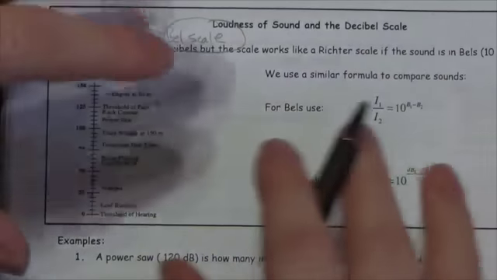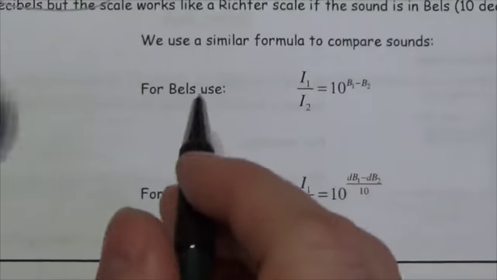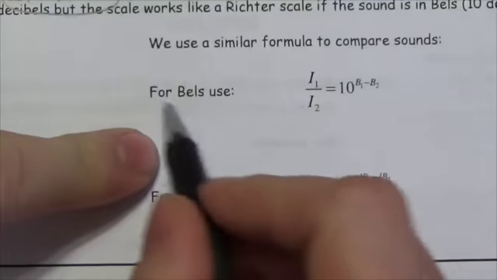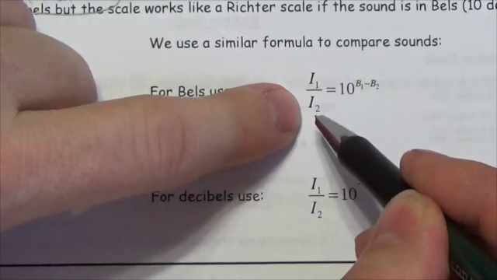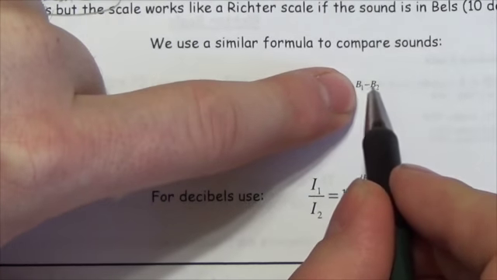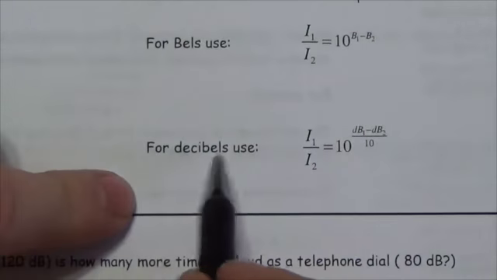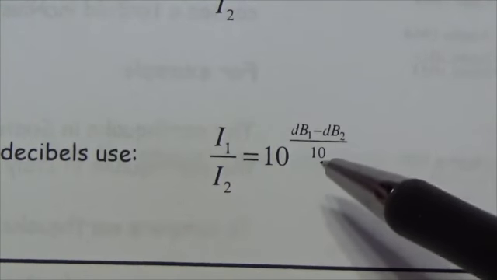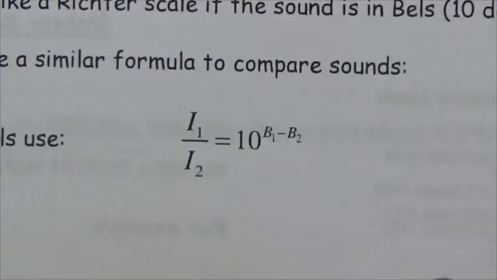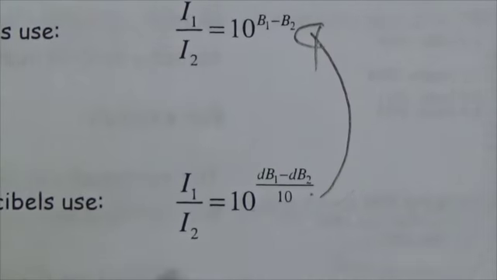So there are two formulas that you're going to use here. Let me zoom in on this a little bit. If you're using the Bell scale, this is identical to the Richter scale. When you're comparing the intensities of two sounds, that is going to be 10 to the intensity measured in bells up in your exponent. However, if you're using decibels, it's the same sort of thing, but when we take the difference in the decibels, we're going to divide that by 10. Essentially we're converting the decibels back to bells by simply dividing out that 10, and then we move forward from there.